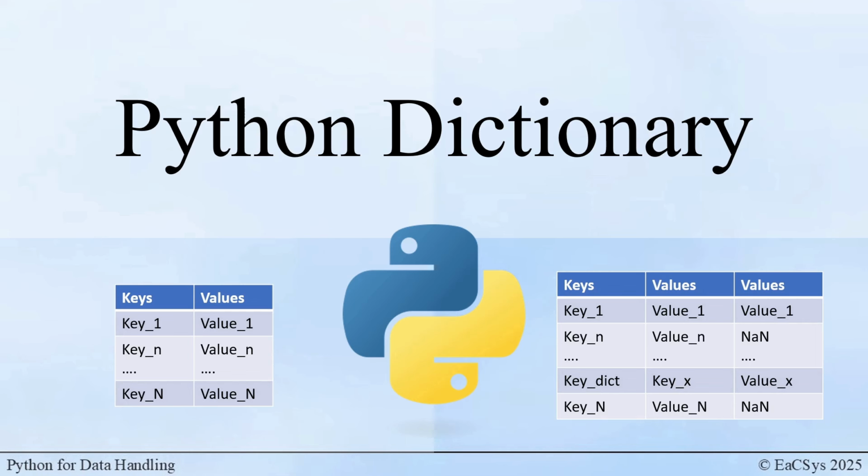Hello and welcome to this video about Python for data handling. In this video lecture, you will learn about the dictionary, which is a Python native data storage abstraction, or you could say Python data storage abstraction. The Python dictionary provides speed, data key pairings, and ensured uniqueness of dictionary keys.